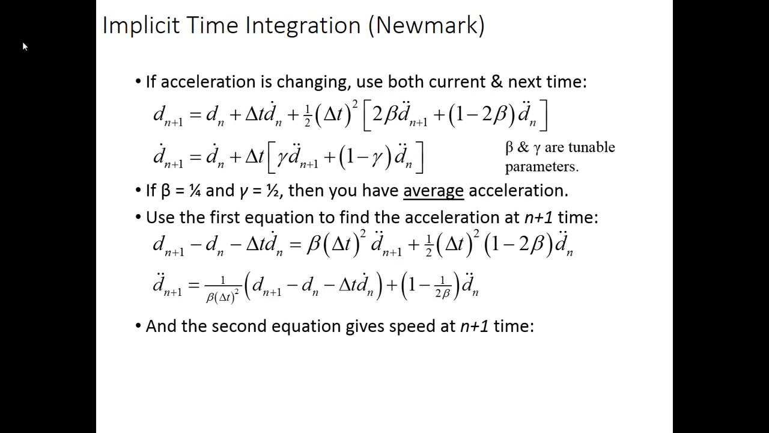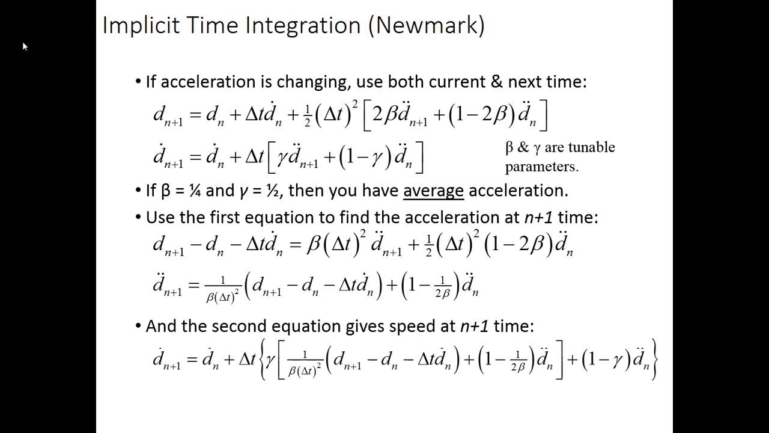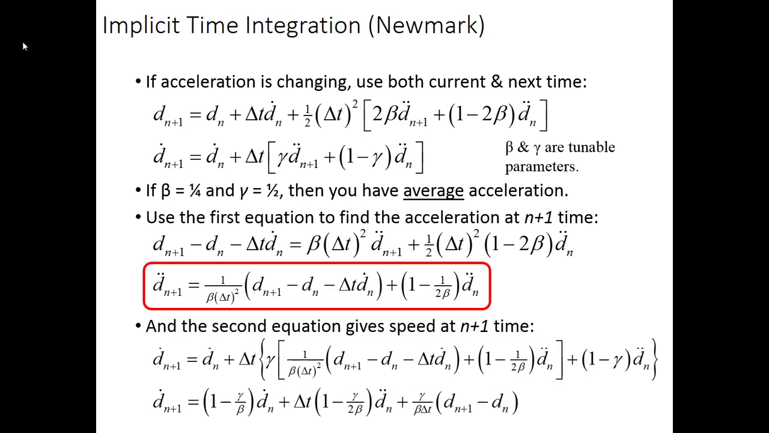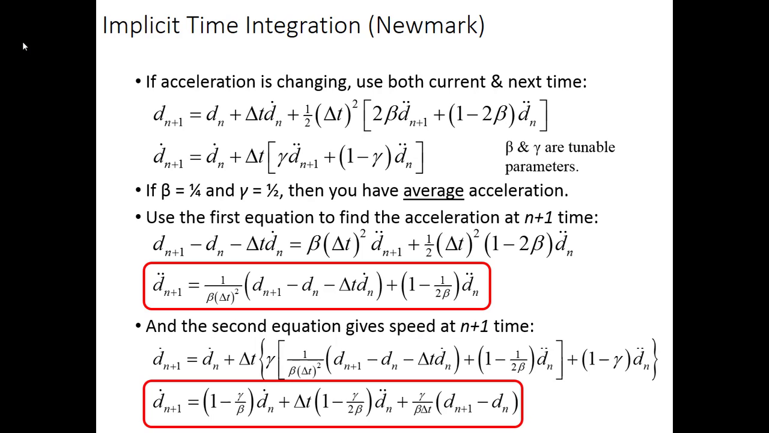The second equation from up there, the speed one, gives us speed at n+1. So for the dn+1 dot, we take the acceleration that we just derived and plug that in for the next acceleration term. Then we expand things out and we have this expression for the speed at our next time step. So these are the two critical equations.